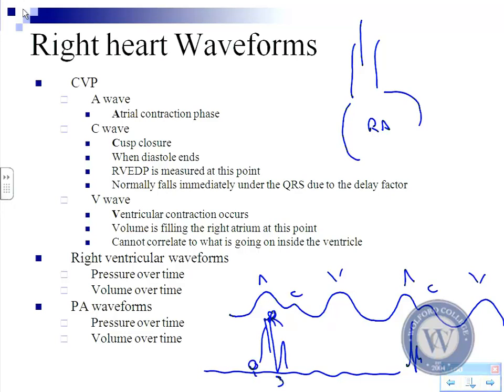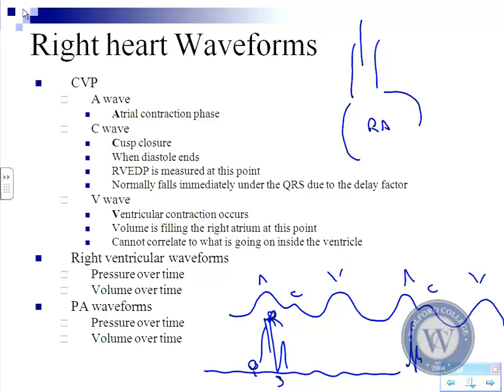So your QRS is right where the C wave is. What does the A wave stand for? A wave stands for atrial contraction. It's at the end of the diastolic period where the heart is now beginning to have the atrial kick. So A wave stands for atrial kick. C wave is cusp closure, which, if you're looking at the CVP, is the tricuspid valve closing.